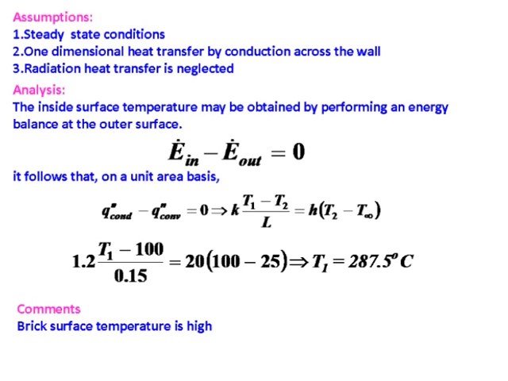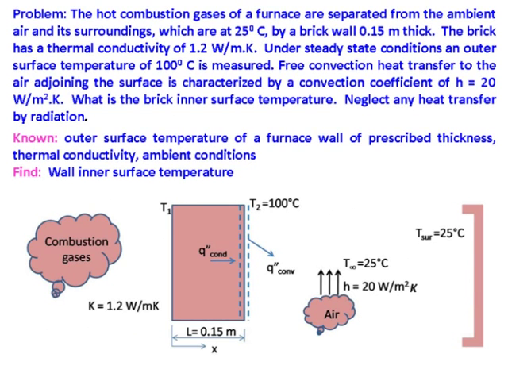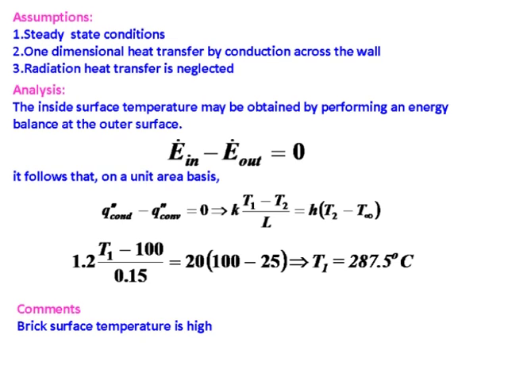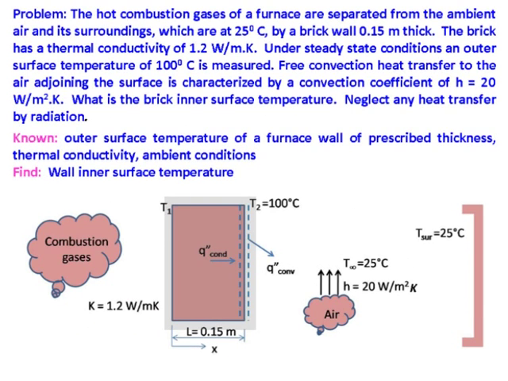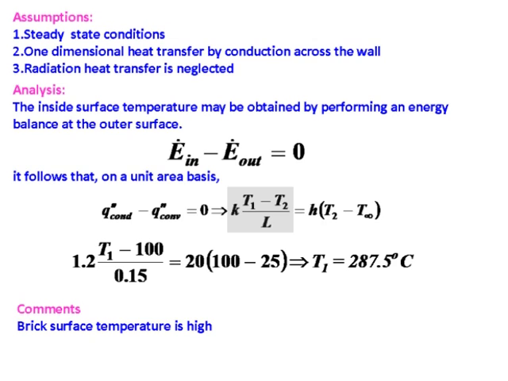So, as the professor has taught us, E dot in minus E dot out plus E dot g equals E dot st. E dot st is 0 because it is steady state. E dot generated, nothing is being generated in our brick wall. So, it is E dot in minus E dot out equal to 0. E dot out is convection, and E dot in is conduction which is taking place in my wall. So, I have Q conduction equal to Q convection.